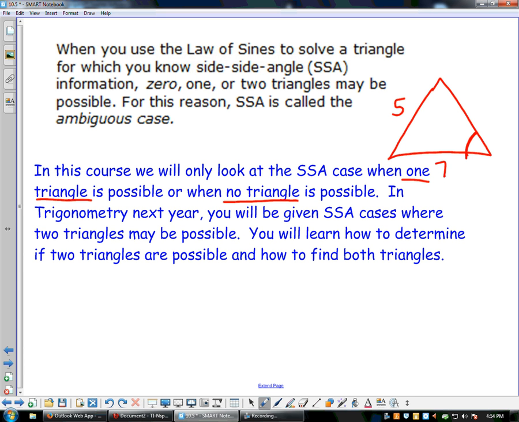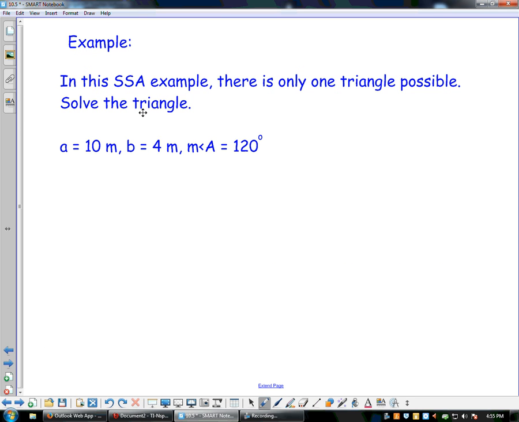In trig next year, you will be given a side-side-angle case where 2 triangles might be possible, and you'll talk about how to do that. You'll learn how to determine if you can have 2 triangles, and you'll be able to find both of those next year. But right now, it's either 1 or none. Okay, that's what we're looking at. So here's our example. In this one, in the side-side-angle example, there's only 1 triangle possible. So I'm telling you it works. You're going to find 1. You need to solve it.